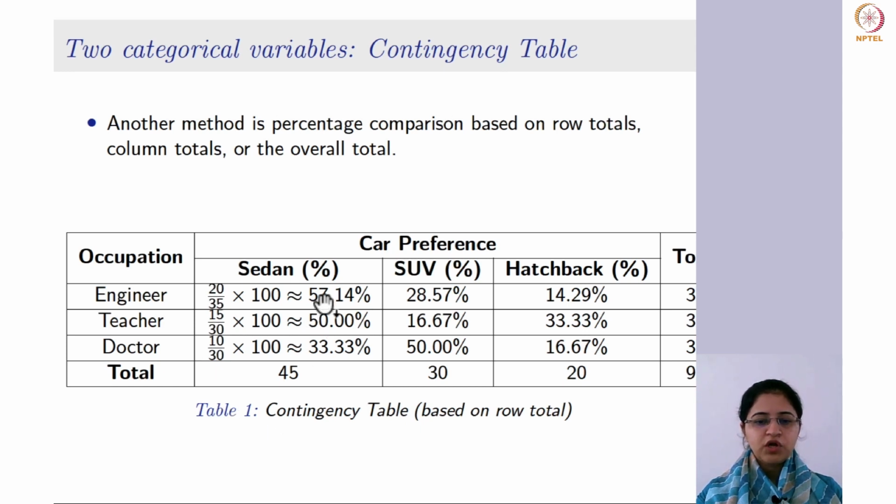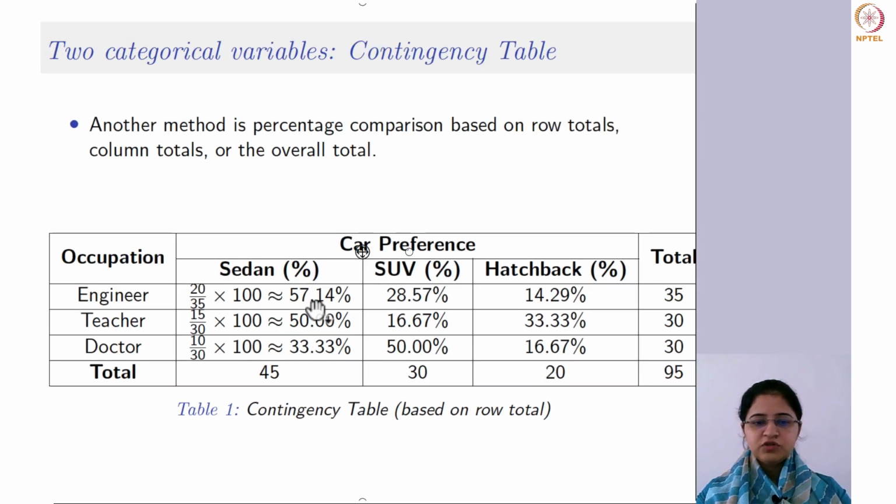So instead of the counts, you now have the percentages for each category. If you want to do the percentage comparison based on row total, what you have done here is 20 is divided by the corresponding row total, that is 35, and multiplied by 100, which is approximately 57%. Similarly, for teachers, you divide each category by the corresponding row total of 30 and multiply by 100. Similarly, in this case also we have done it.